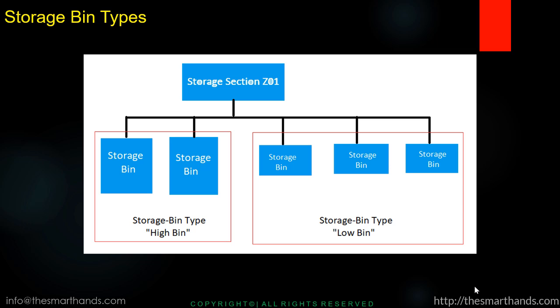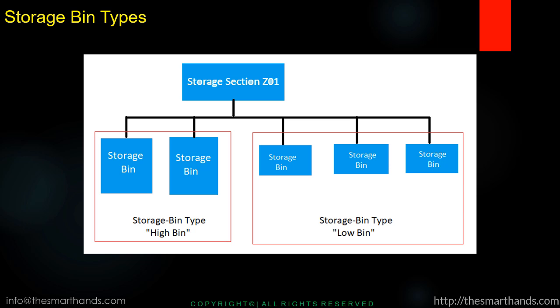So storage bin type basically will combine together different types of storage bins. For example, here on the screen you can see that some storage bin types can be a high bin, some can be a low bin. So you can link them to a storage bin. And SAP will know that these are the storage bins and these are the high bins, and it will consider them when it's using a put away strategy.